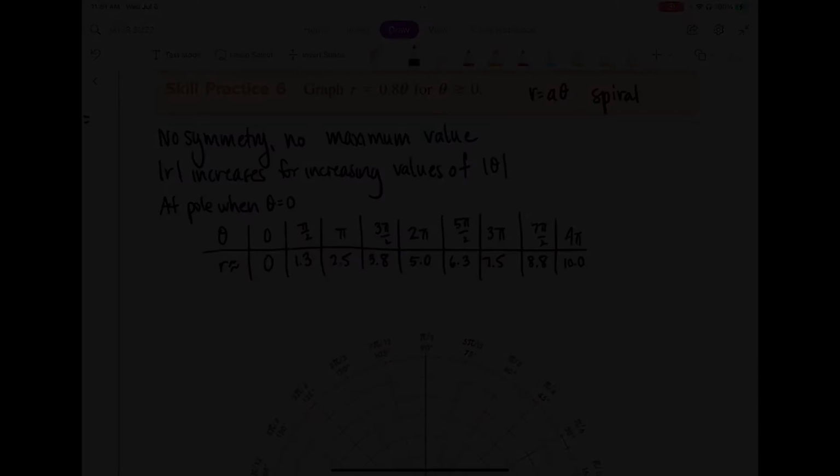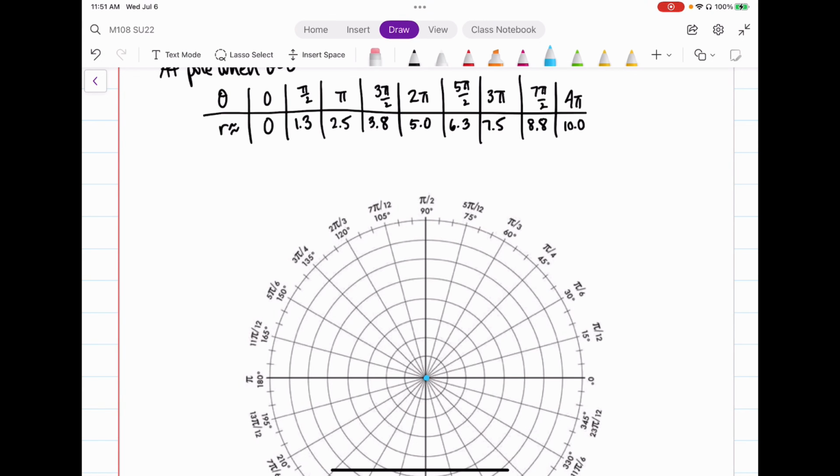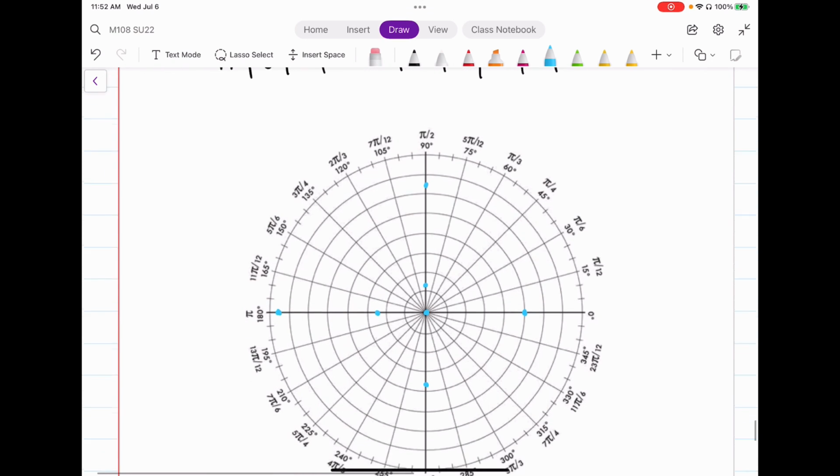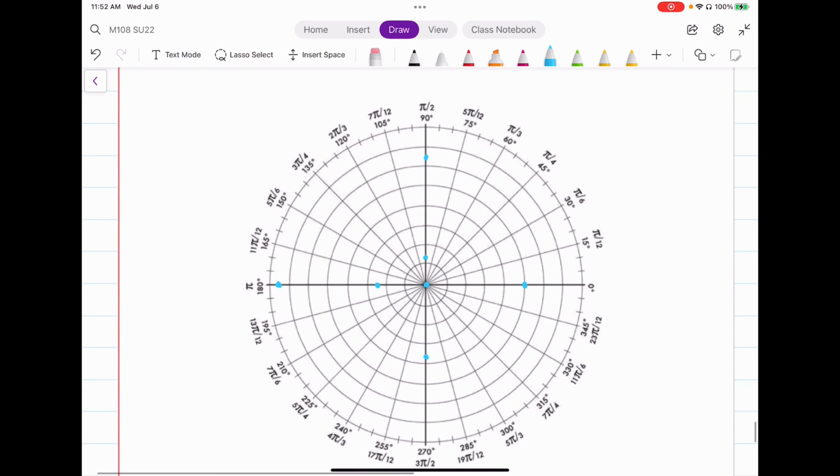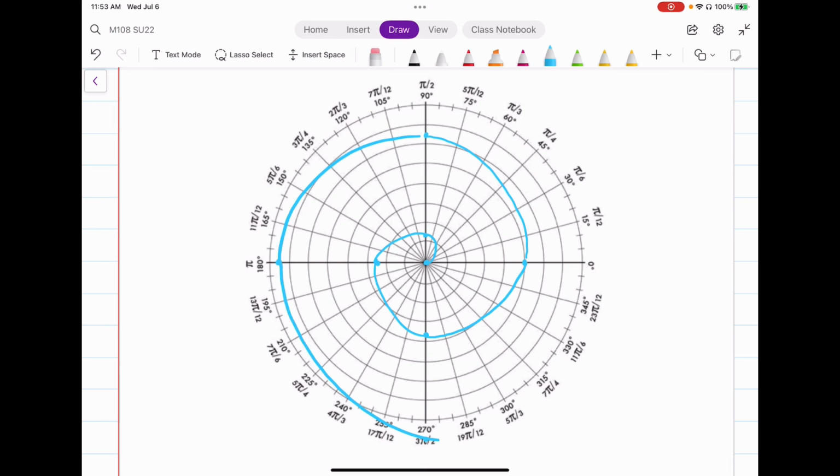Let's graph these points. At pi over 2, r is 1.3. At pi, we're at 2.5. At 3 pi over 2, we're at 3.8. At 2 pi, we're at 5. At 5 pi over 2, we're at 6.3. At 3 pi, we're at 7.5. At 7 pi over 2, we're at 8.8, which is off the chart. I'm going to connect my spiral now. And there is our spiral, finishing off this section.